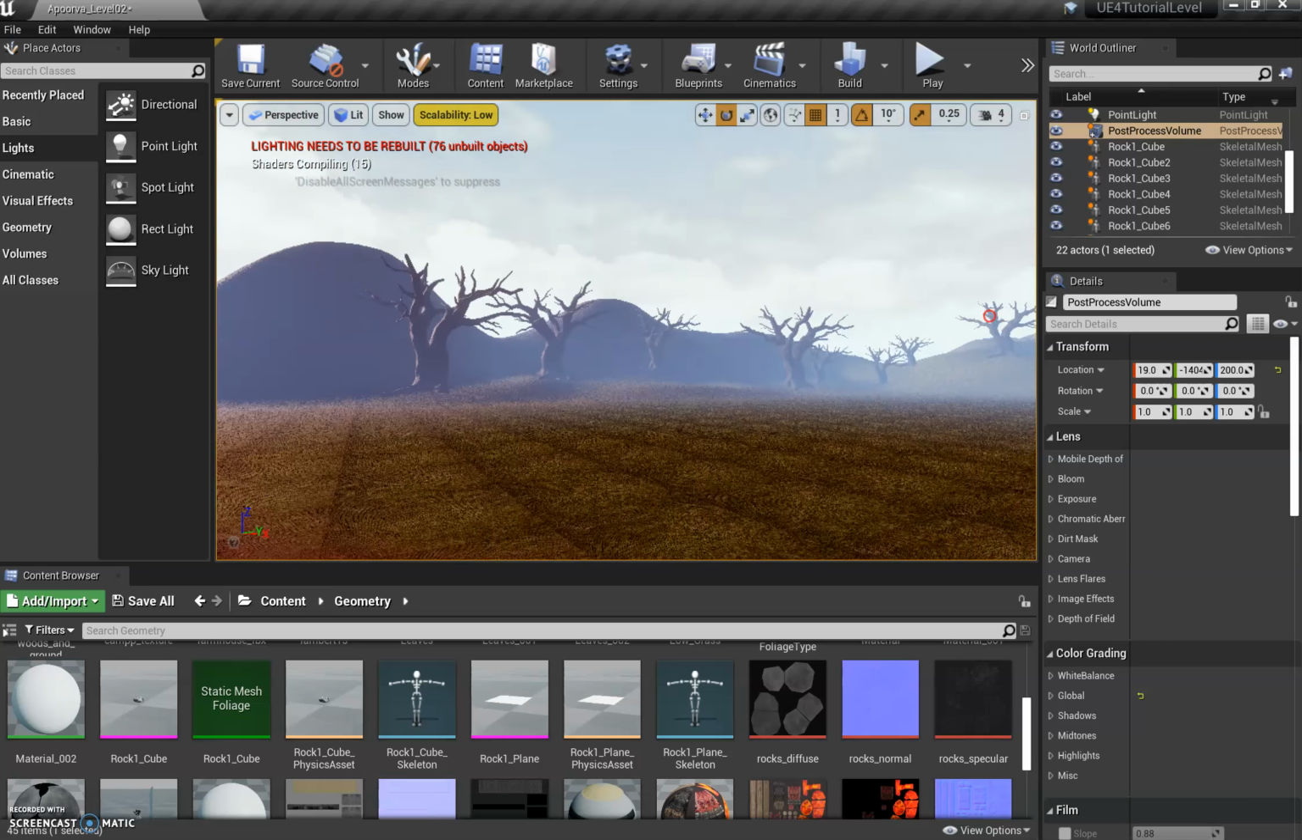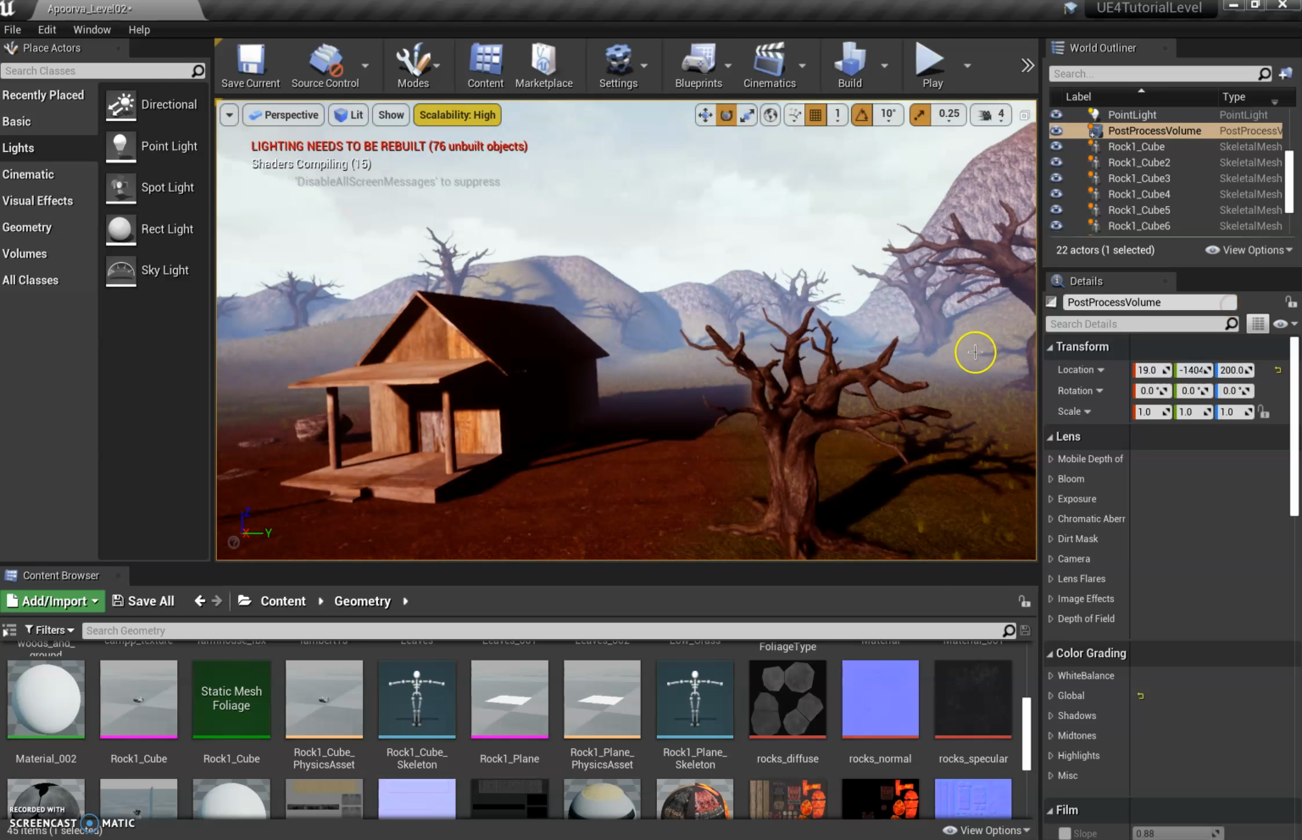Yeah, that's the post-processing, and that's about all we went over. And that's all that I can remember as of now.